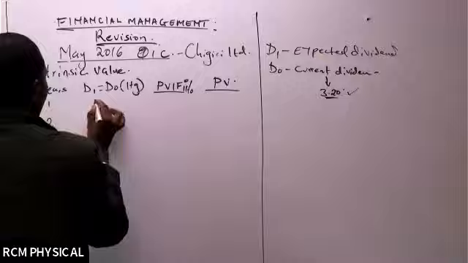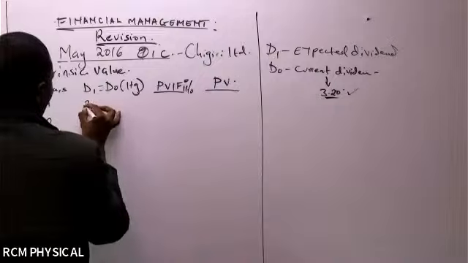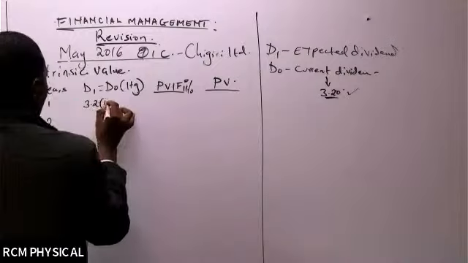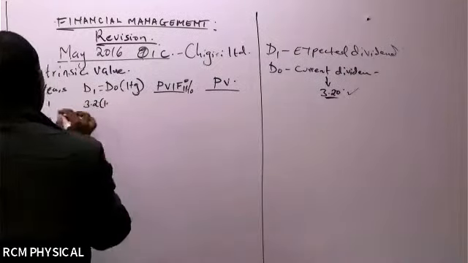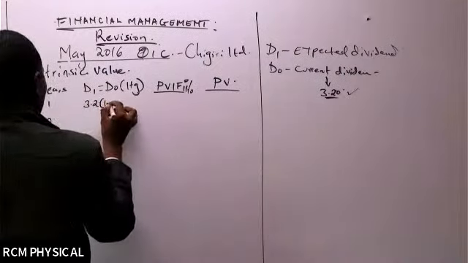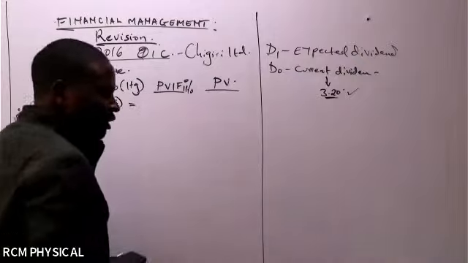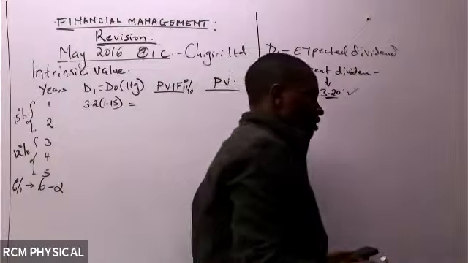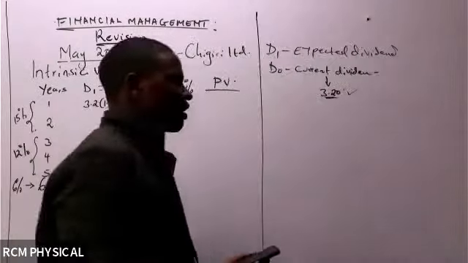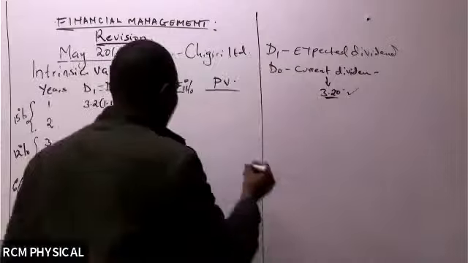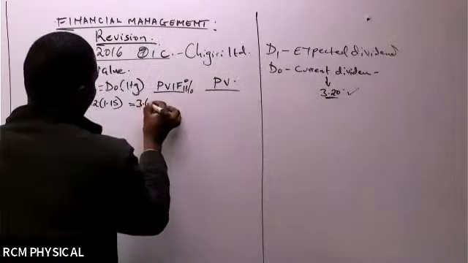For the first year, it is 3.2, and it will grow at a rate of 15%, that is 1 plus 0.15, which is 1.15. So what will be the value after the growth? That is 3.2 times 1.15. It is 3.68.